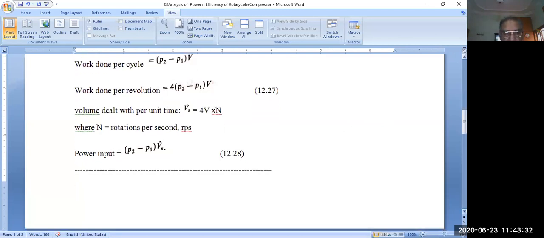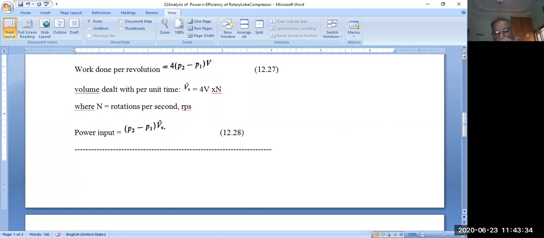Now the volume dealt with per unit time. For that we should know how many revolutions are done in 1 second. So that is N. N is the number of revolutions per second. It is called RPS also. So 4V, in one rotation 4V volume is pumped, so for N rotations we multiply by N, 4VN volume will circulate in 1 second. This we call shaft volume.